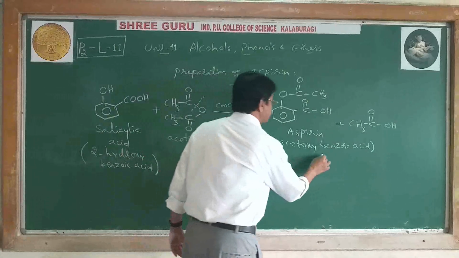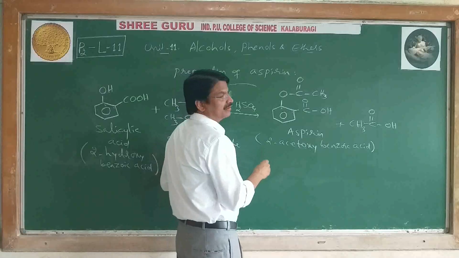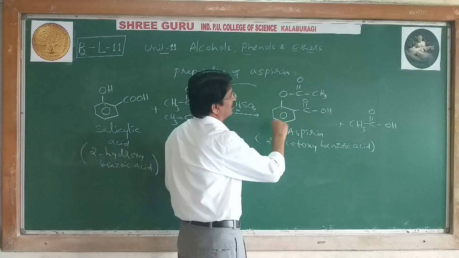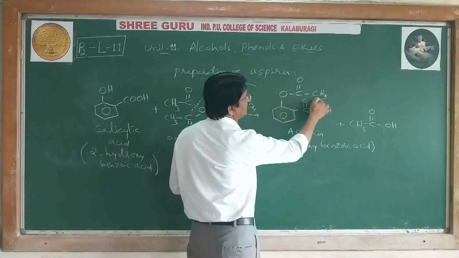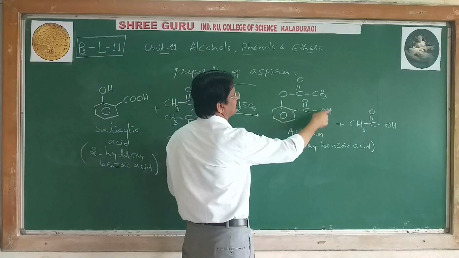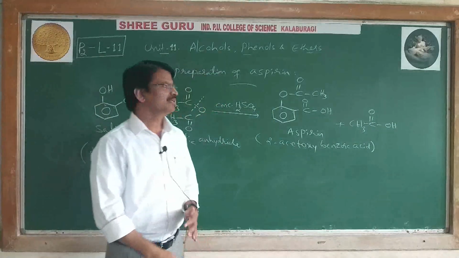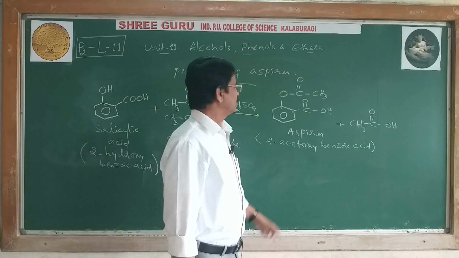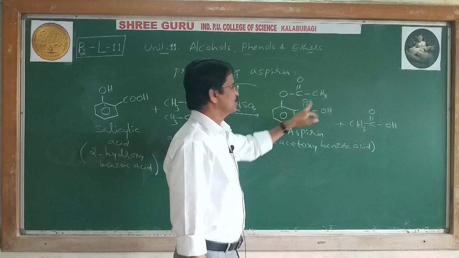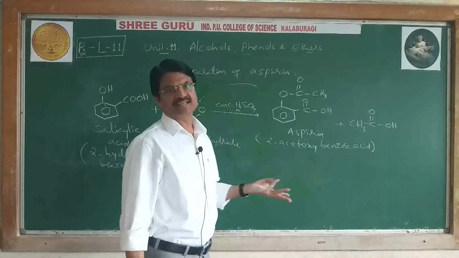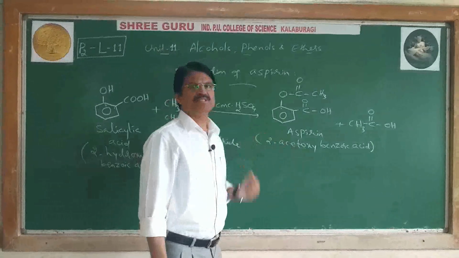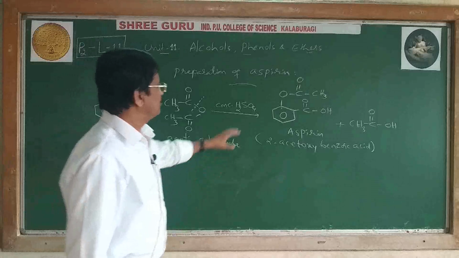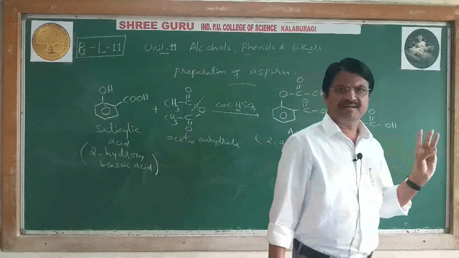This is the IUPAC name. Then the common name: see here, 1, 2 again, the second position, ortho. This group is acetyl, and this one is salicylic acid. Acetyl salicylic acid or 2-acetoxybenzoic acid, aspirin. So they mean the same. This compound acts as an analgesic and antipyretic.